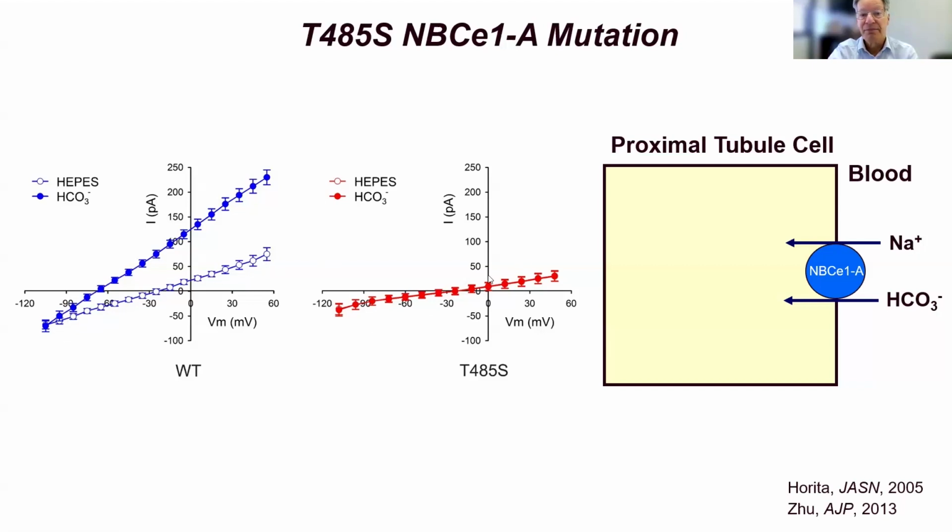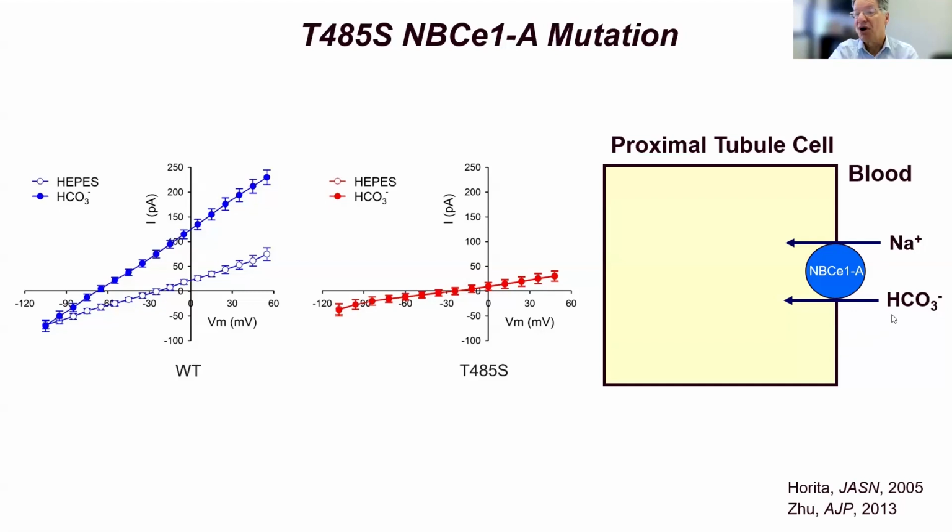This white here is in a non-bicarbonate solution. There's no current. But in the mutated protein, you never get the carbonate current. It always looks like it's in a non-bicarbonate solution. So the thought is that it actually doesn't transport carbonate anymore, but the carbonate transport is turned into bicarbonate transport because of the mutation. If that occurs, the protein will not be electrogenic because bicarbonate only has one negative charge and it'll be electroneutral.